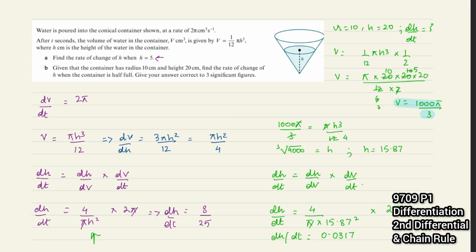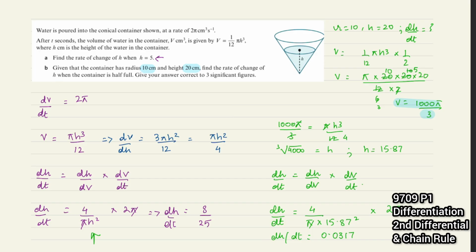So first, what did we do? We found the total volume, because the container has a 10 centimeter radius and 20 centimeter height. We found the full volume and halved it. Then for the rate of change, we had to find the new height when the container is half full. Using that new height, we used the chain rule for the rate of change.